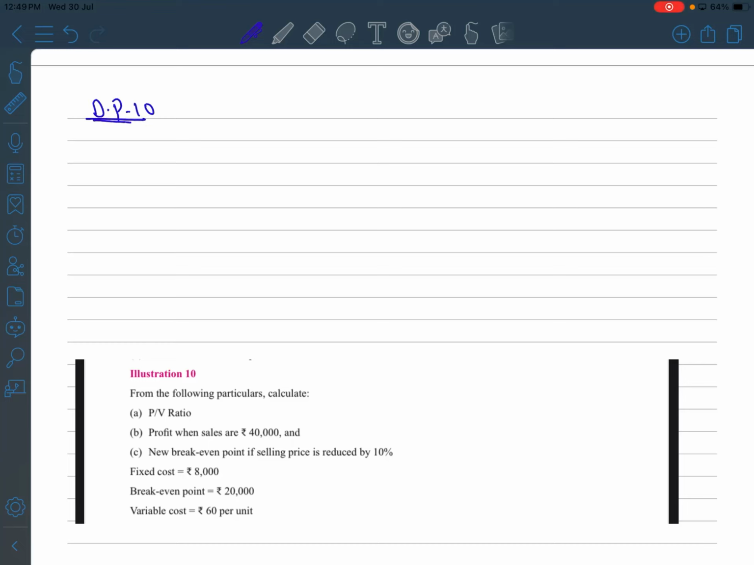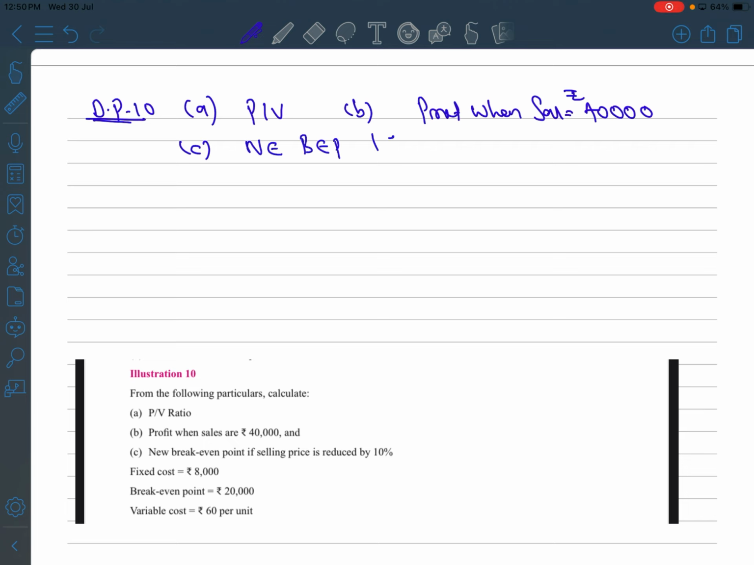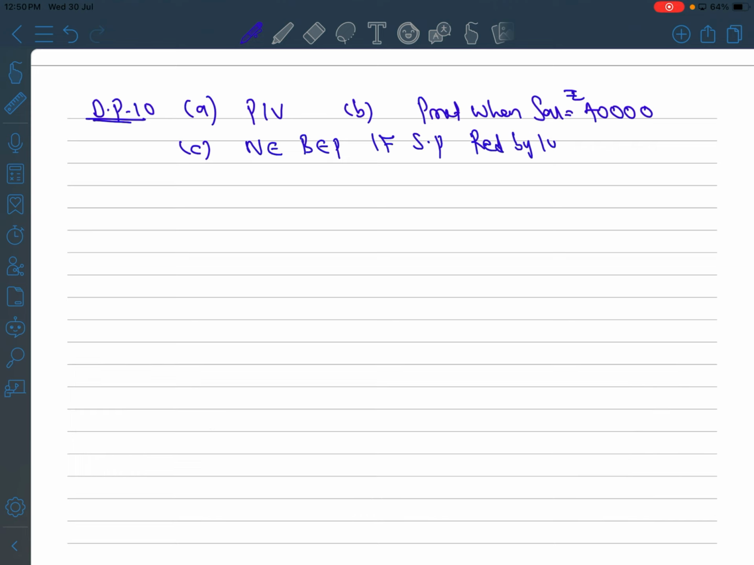DP-10. Here they ask to calculate: A, what is the PV ratio; B, the profit when sales is equal to 40,000, which means if sales is 40,000, what will be the profit; and C, the new break-even point if the selling price is reduced by 10%.